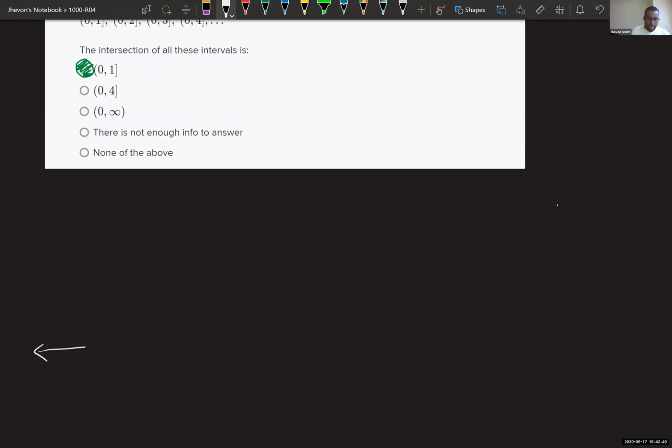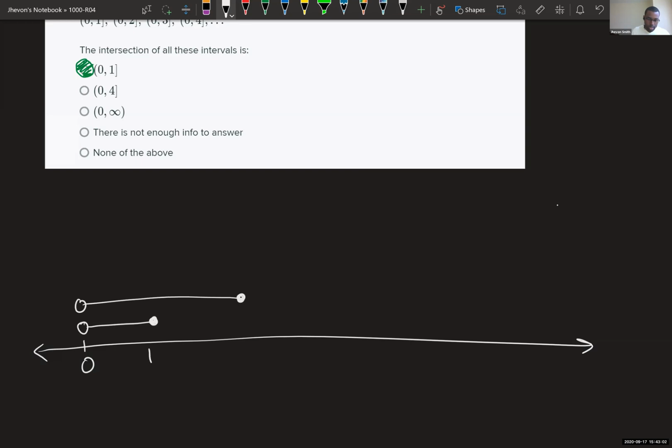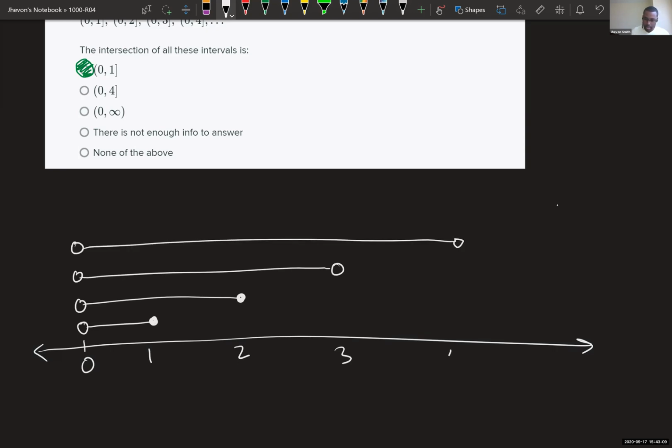So if you started drawing out a few, you would probably have noticed. Let's pretend 0 is here. The first set is open at 0, closed at 1. Second set open at 0, closed at 2. Third set open at 0, closed at 3, etc. And it keeps going like that, and you just want the overlap between all the sets. You'll notice that all the sets, no matter how high up you go in the ladder, will all include 0 to 1 inclusive. So that was the overlap.